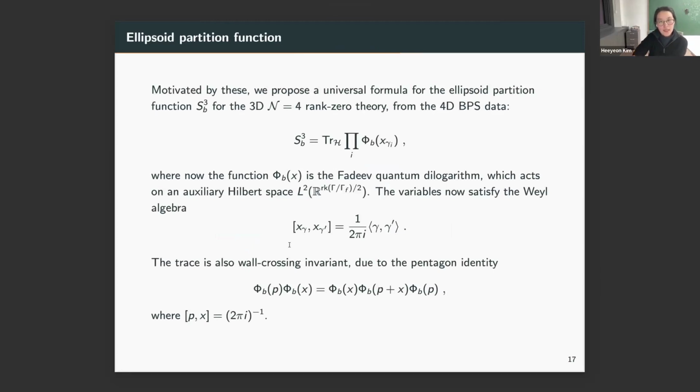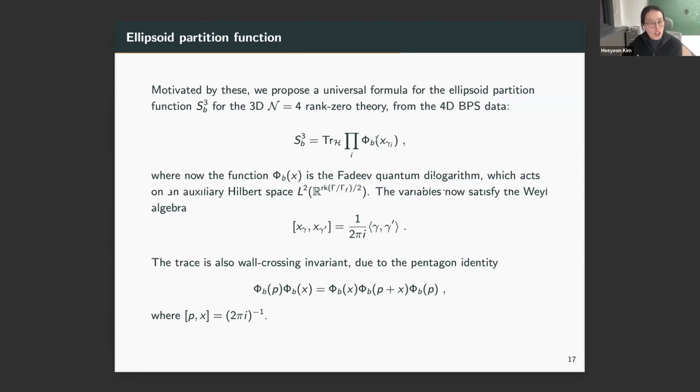And motivated by those examples, we can, in fact, write down a very universal formula that computes the ellipsoid partition function S3b for a 3D N=4 rank 0 theory from this 4D BPS data. It's given by this expression, where inside the product, this function phi of b is nothing but the Faddeev quantum logarithm.